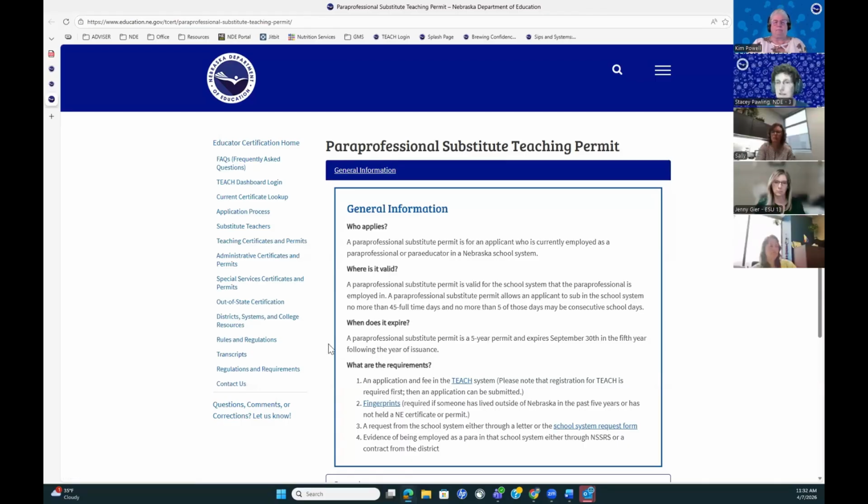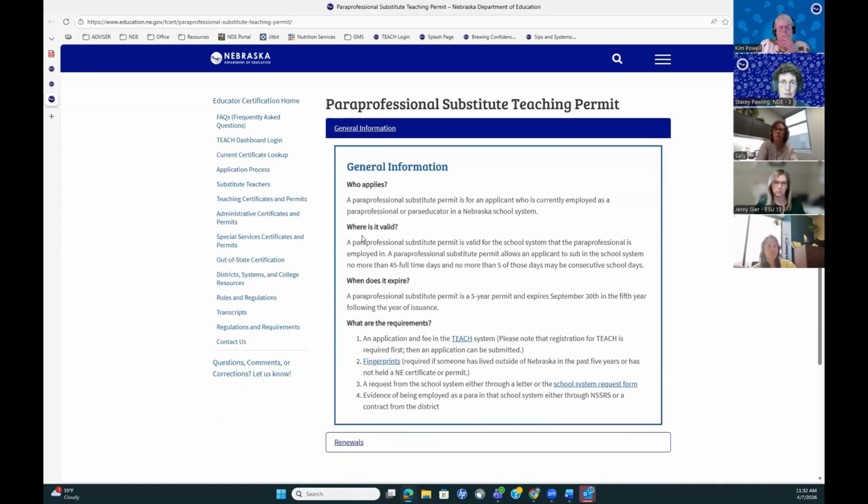Okay. So here is all the information. It's called a paraprofessional substitute teaching permit. It talks about who can apply, where it's valid. So they can do no more than 45 full-time days, and no more than 5 of those days may be consecutive. Oh, I didn't know that part. Okay, look at that. I learned that. And it's good for 5 years.